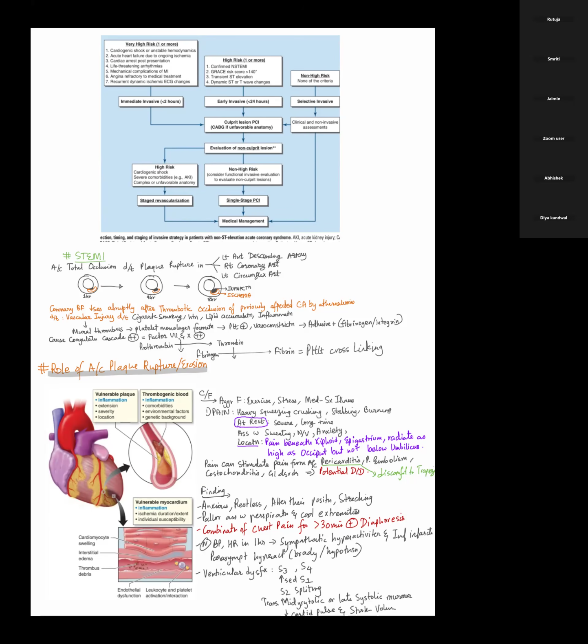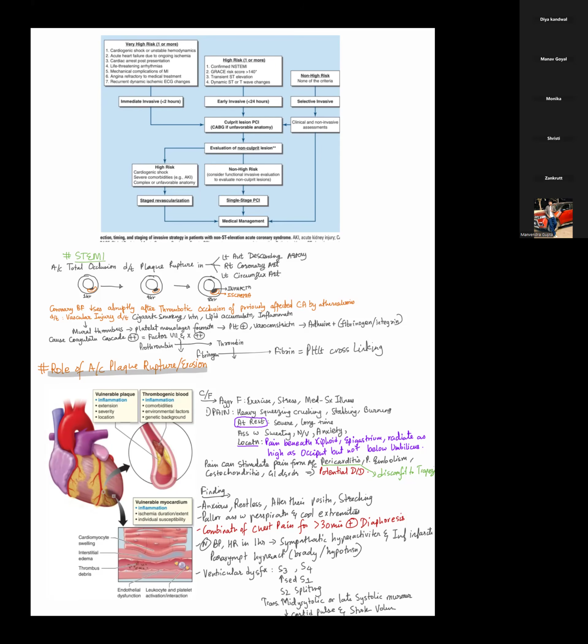Pain can also stimulate the pain from acute pericarditis, pulmonary embolism, costochondritis, or GI disorder. So they are also potential differential diagnoses of STEMI. Then, findings on examination: the patient can be anxious, restless, and alter their positions. They might stretch in the decubitus position. It can be associated with perspiration and cool extremities. The combination of chest pain for more than 30 minutes plus diaphoresis is highly suggestive of STEMI.